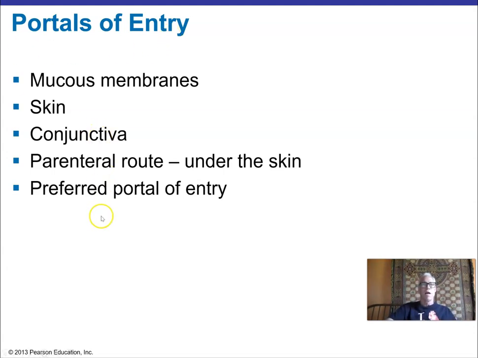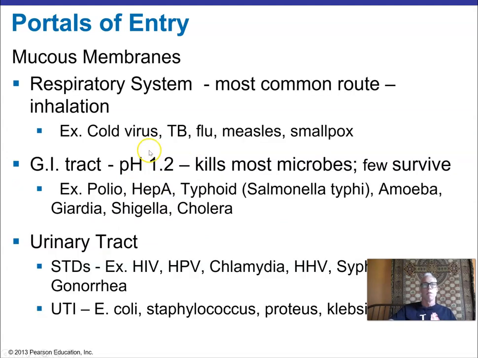The conjunctiva of the eye is a place where inflammation can take place. But that parenteral route, under the skin, any way it gets under the skin, it could be through an injury or a surgical wound or any number of ways to get through the skin. Most microorganisms have a preferred portal of entry. You can't just stick them in any compartment of the body and see the same kind of disease process.